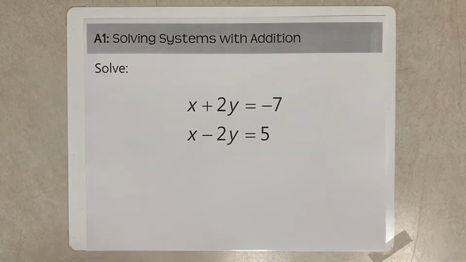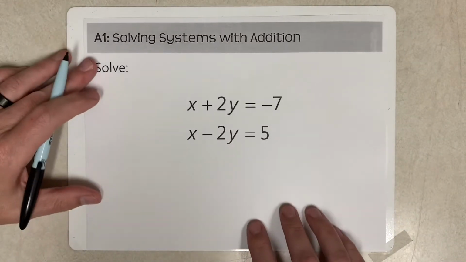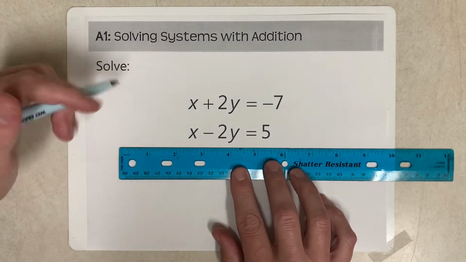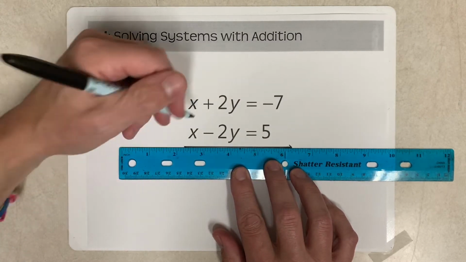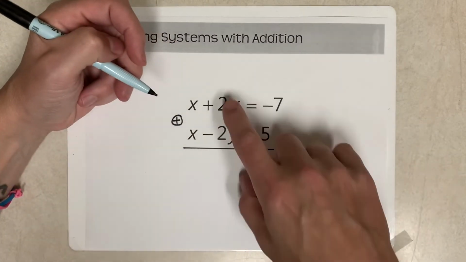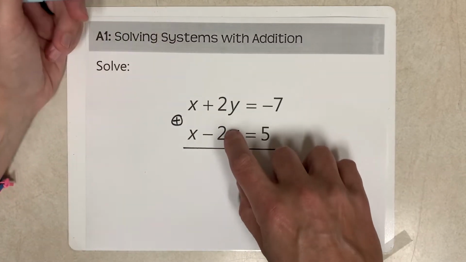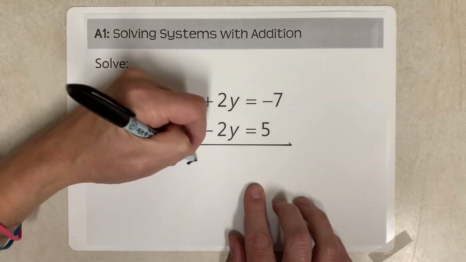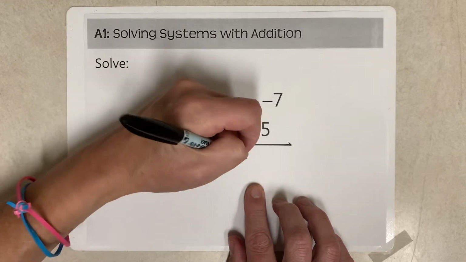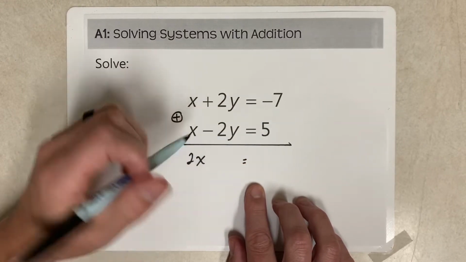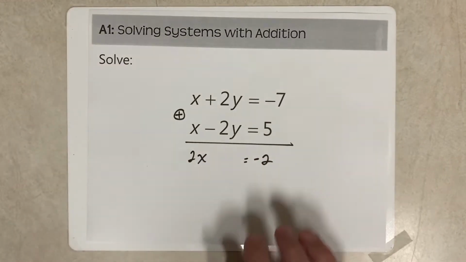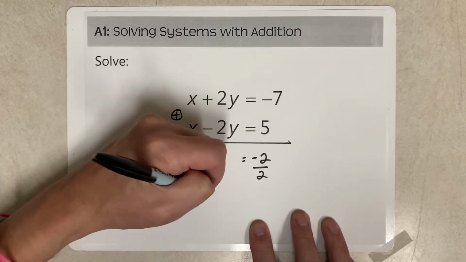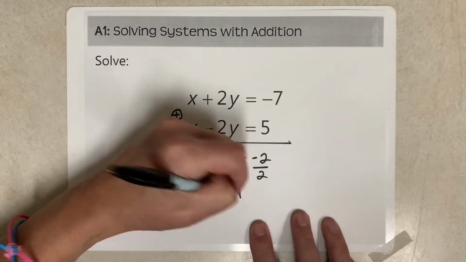All right, so these can get a little bit more complicated, but we're still going to use addition. x plus 2y is equal to negative 7, and x minus 2y is equal to 5. So I can add them together, and I notice that the 2y and the negative 2y, which are additive inverses, are going to cancel and make 0. So x plus x is 2x. 0 equals negative 7 and 5 make negative 2. And so now I just divide by 2. And we've just found out that x is equal to negative 1.